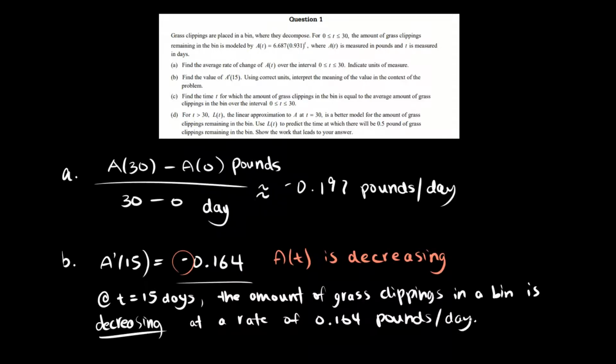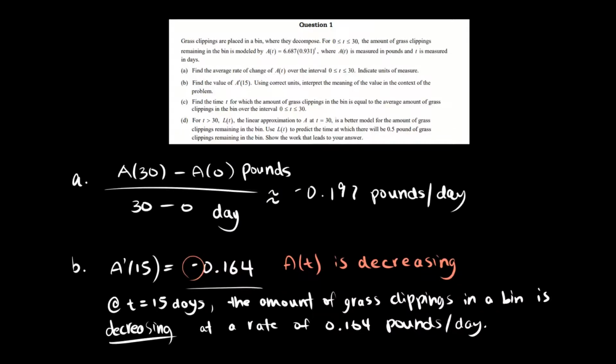Part C deals with the integral application of finding average values, which we will not cover for the sake of this video. Part D asks us, for t greater than 30, L of t, the linear approximation to A at t equals 30, is a better model for the amount of grass clippings remaining in the bin. Use L of t to predict the time at which there will be 0.5 pounds of grass clippings remaining in the bin. Show the work that leads to your answer.